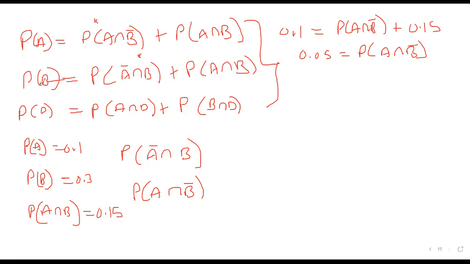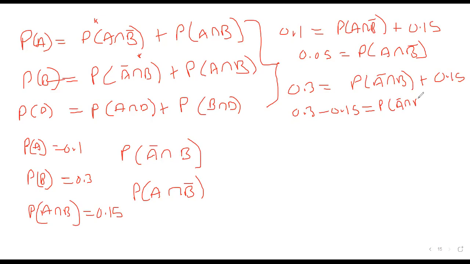Here, when you put our B as 0.3, then here we put our A intersection B, where the complement is on what? A this time. So plus the intersection 0.15. When this one goes aside, it will go to subtract. So we're going to get 0.3 minus 0.15 is equal to A complement intersection B. So here, when you subtract, we get 0.15.